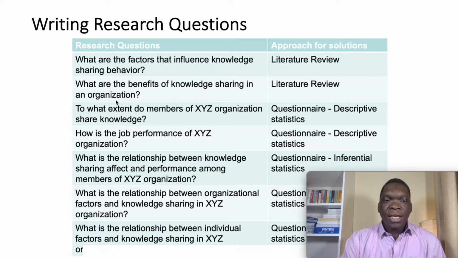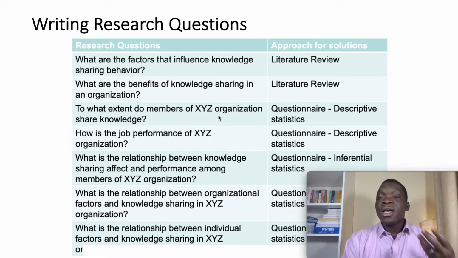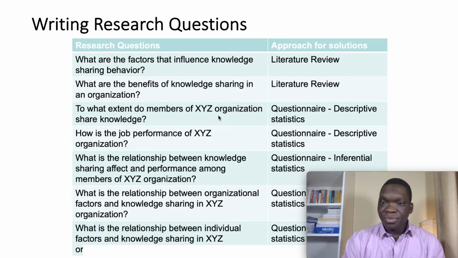But let's look at the third type of question, when somebody asks, to what extent do members of XYZ organization share knowledge? Okay, that means you need to ask the members of that organization. There's no way you can know how a particular knowledge sharing behavior is beneficial to people without asking them. You can't get this kind of answer from a literature review.